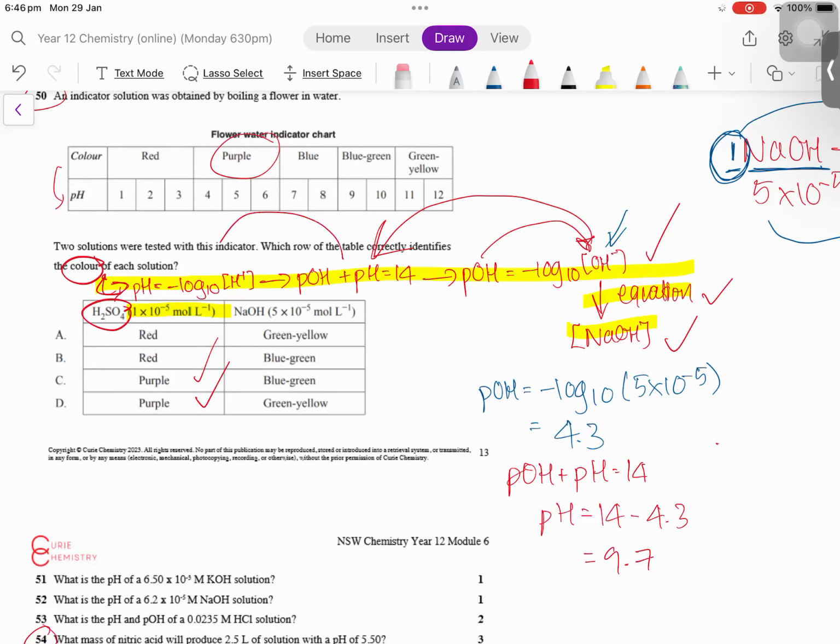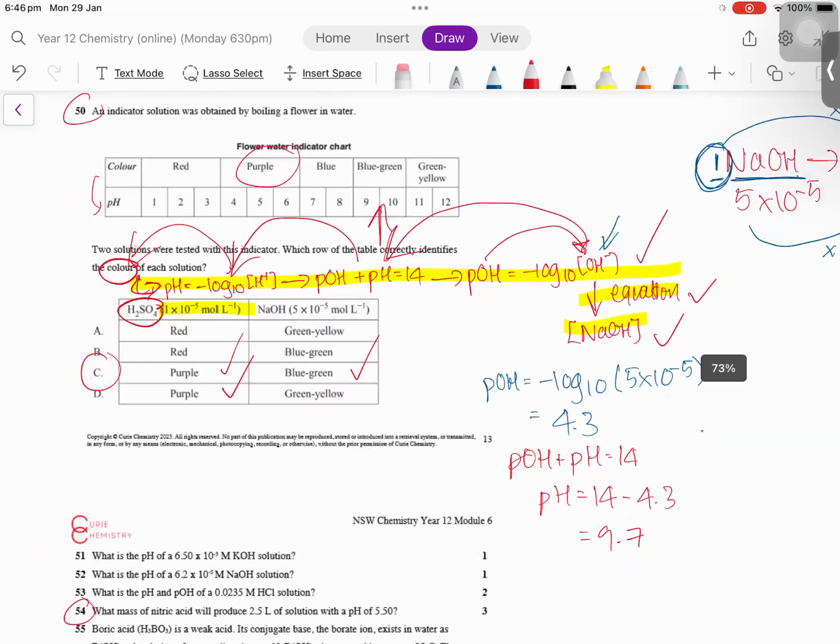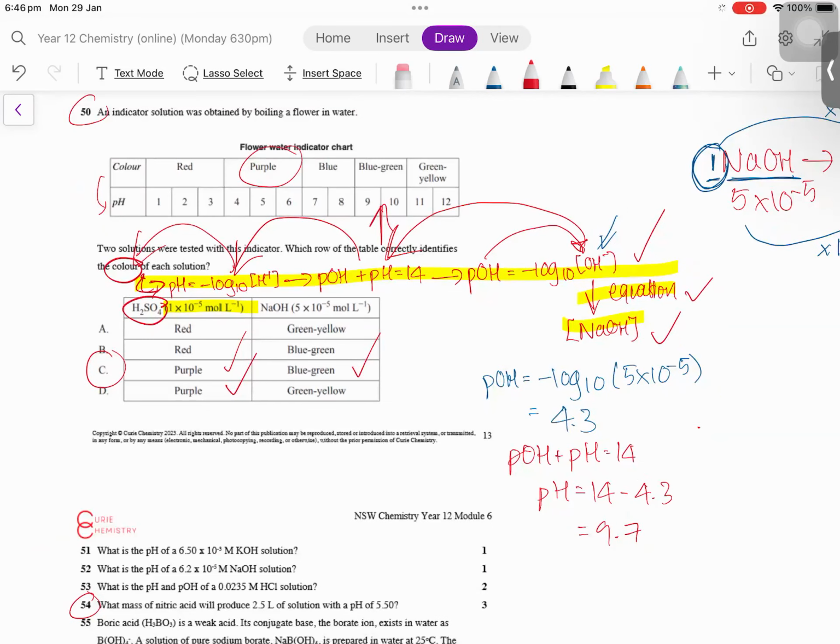Working backwards again, I've got pH links to color. I go up here, that gives me blue-green, which is C. Can I get a thumbs up, guys? Does that make sense to us? Physically show the backwards working out on your paper, yeah?